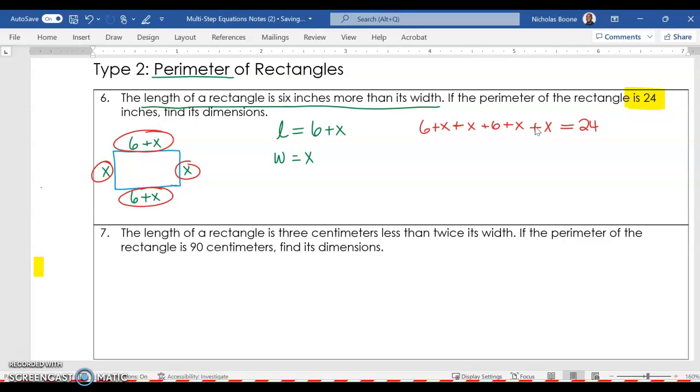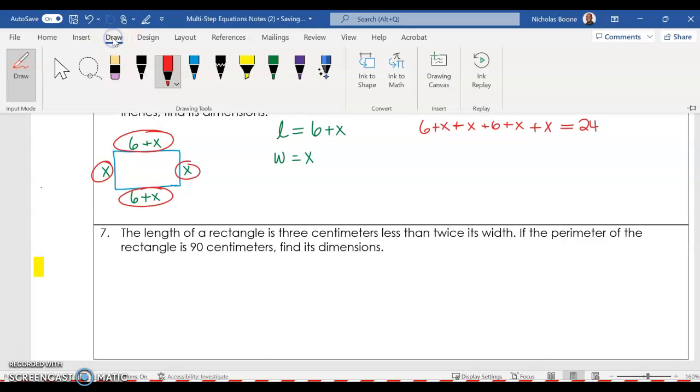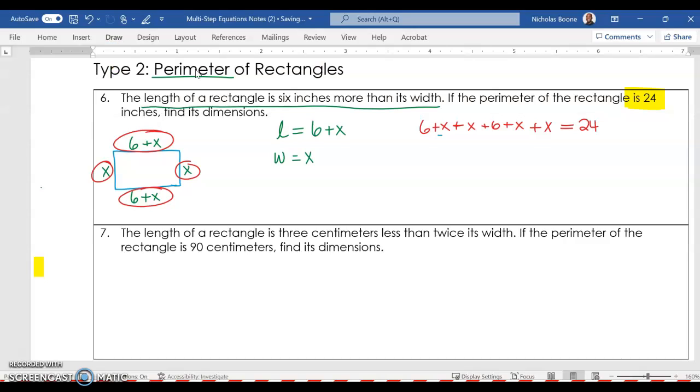So in this case, we know the first step would be to combine like terms. Let me combine my like terms. We can combine every x. There are 4 x's here, so that's going to leave us with 4x. And then we also have a 6 and a 6, so that's going to leave me with plus 12 is equal to 24.